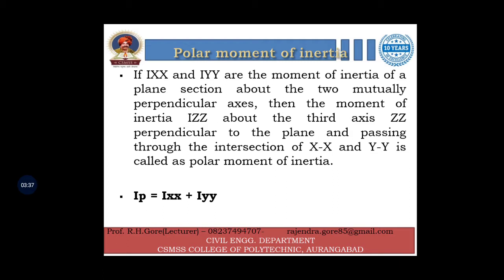If Ixx and Iyy are the moments of inertia of a plane section about the two mutually perpendicular axes, then the moment of inertia Izz about the third axis ZZ perpendicular to the plane and passing through the intersection of Ixx and Iyy is called the polar moment of inertia. So Izz is also called the polar moment of inertia IP.